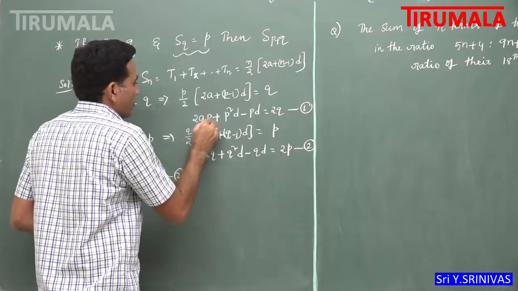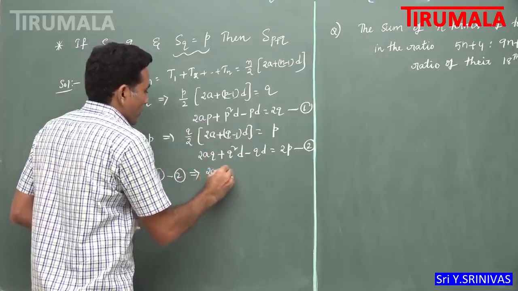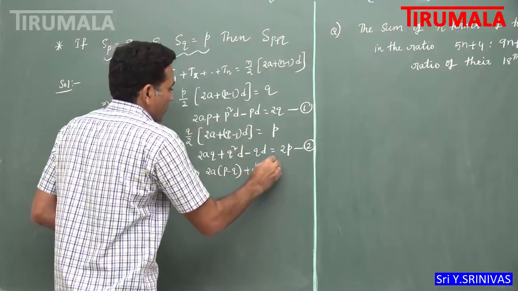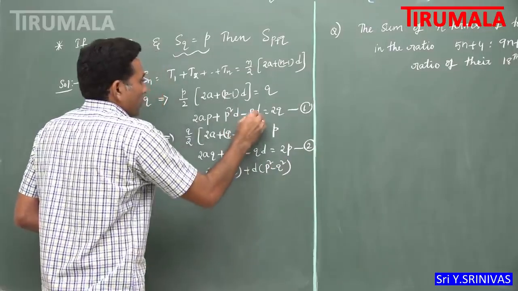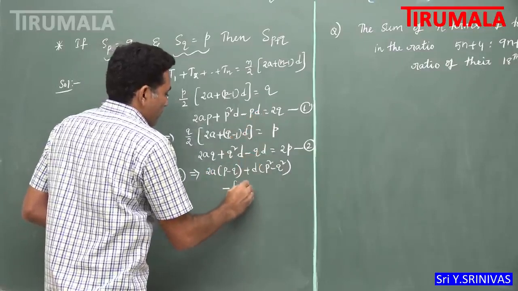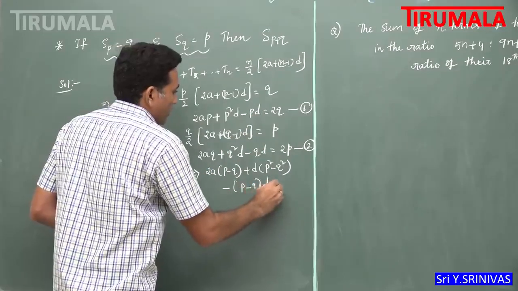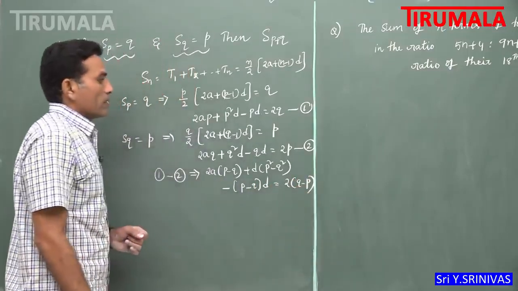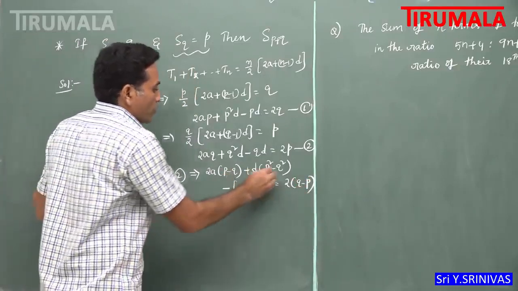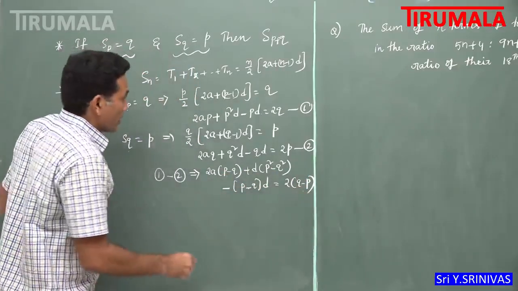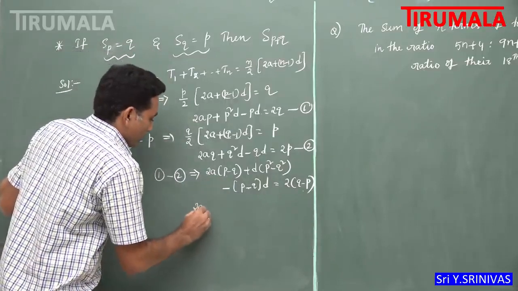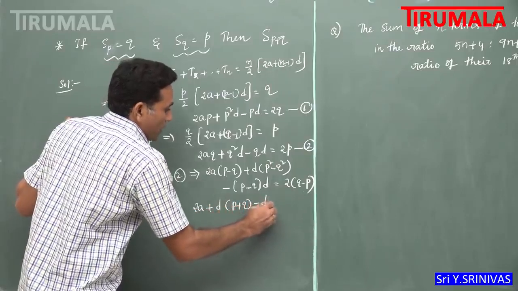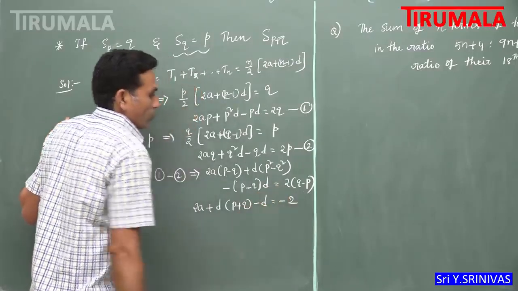First minus second: 2aP minus 2aQ gives 2a into P minus Q. Then d into P square minus Q square, minus Pd plus Qd, which is minus P minus Q times d, equals 2 times Q minus P. P minus Q is the common factor. Here, 2a plus d into P plus Q minus d equals minus 2.